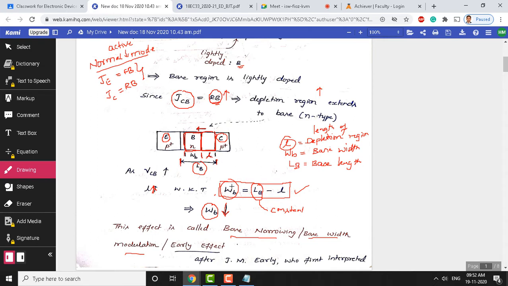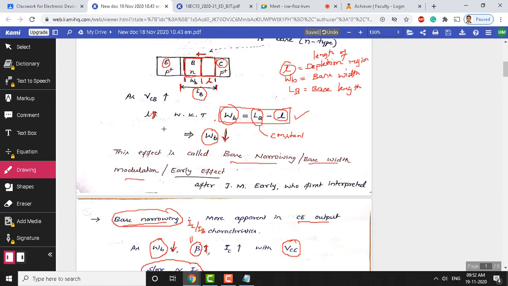Now WB can be written as LB minus l. This l is proportional to the reverse voltage, so as the reverse voltage increases, l keeps increasing. As l keeps increasing, what happens to WB? The base width keeps decreasing. This phenomenon is called base narrowing. As the reverse voltage keeps increasing, small l keeps increasing and the base width WB keeps decreasing. This effect is called base narrowing, base width modulation, or the early effect, because it was first interpreted by J.M. Early. So this is called the base narrowing effect.